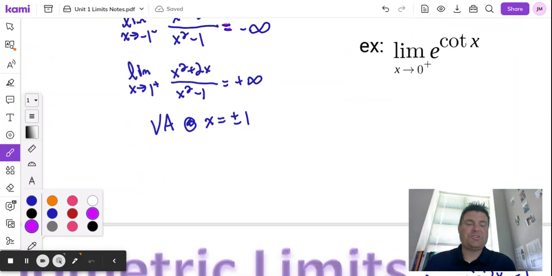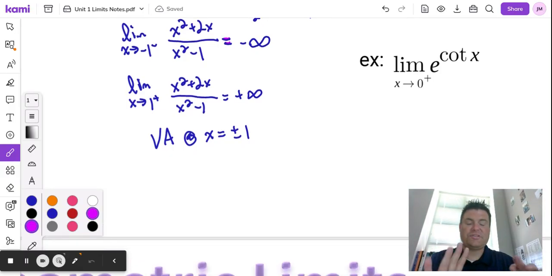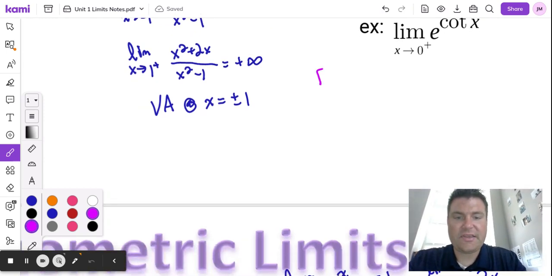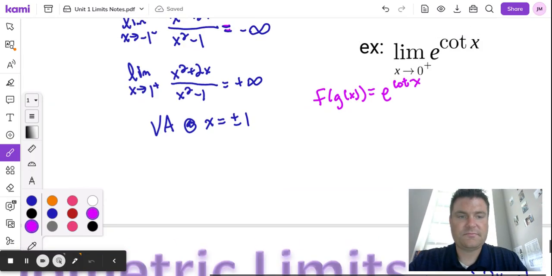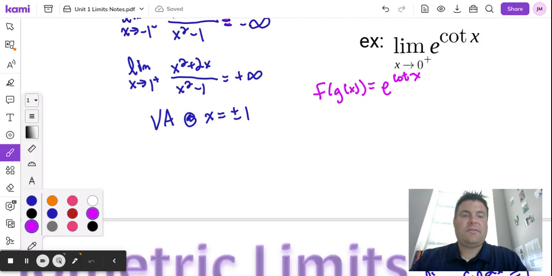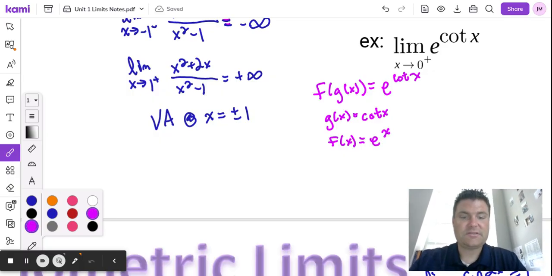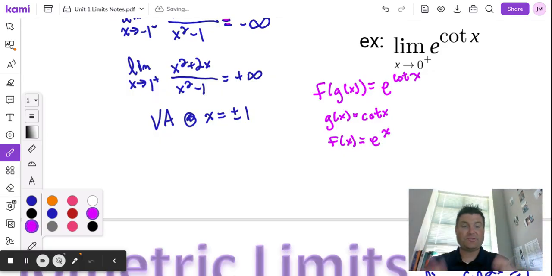Last one. This is a composition function one. If it's not in your notes, I want you to add it in right now. So hit pause, add it in. Okay, so we actually have two functions here. If I were to say that we have f of g of x is equal to e to the cotangent of x. Okay, the inside function of this, g of x, is cotangent of x. So the exponent. The outside function, not just e, it needs to be a function. So let's do e to the x. So if we were to plug in g into f, that's what we would get.